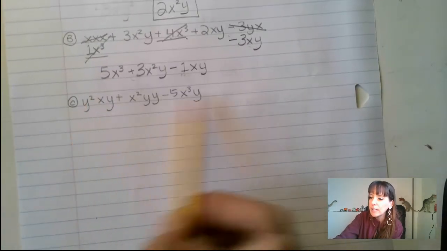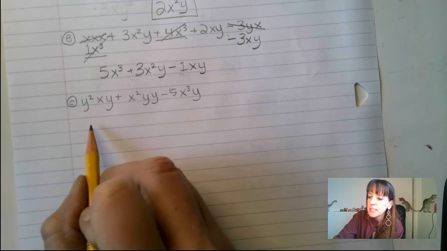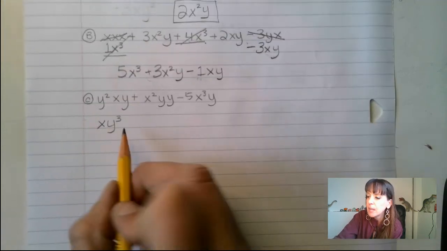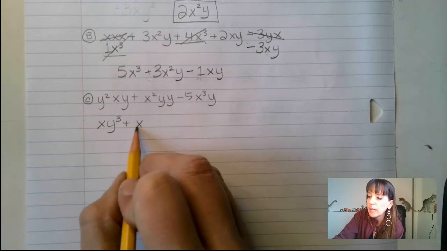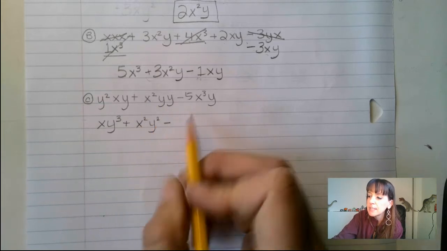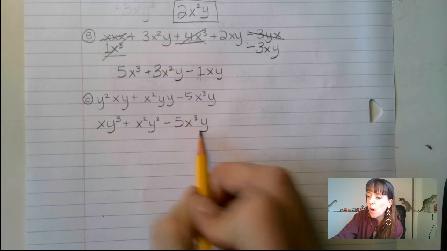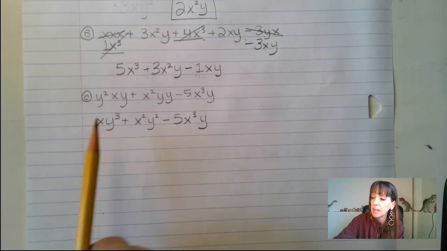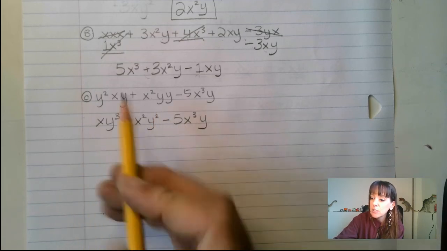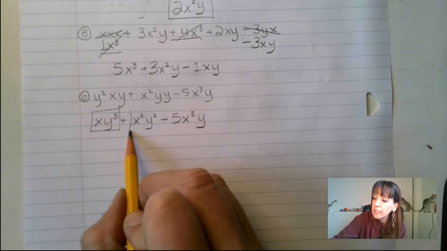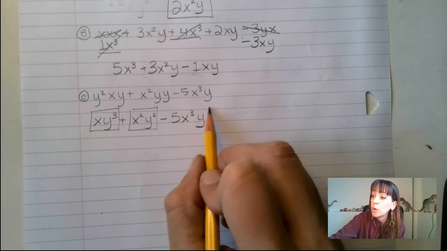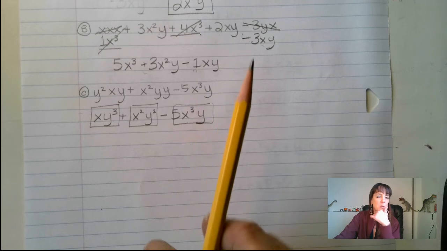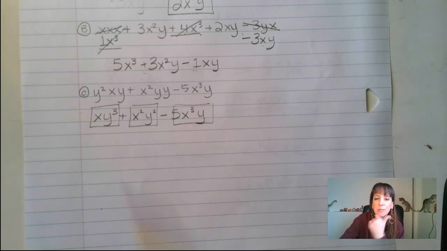Okay, let's organize these and then we'll combine those. So this is going to be xy to the third, because there's 2 here, 1 here, plus x squared y squared minus 5x to the third y. It looks here like none of these can be combined because, here's each one of our chunks, right? Each one of these is a term, and terms are broken up by addition and subtraction, and none of those match. So this is your final answer.